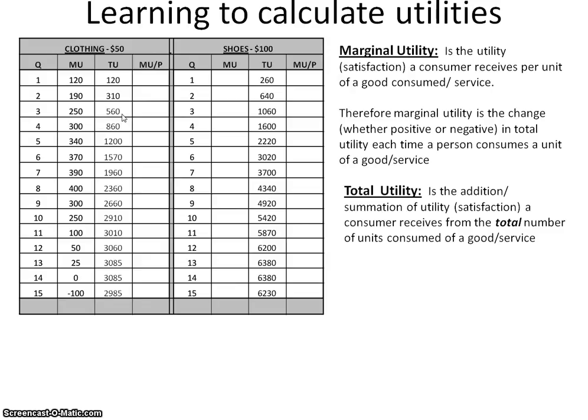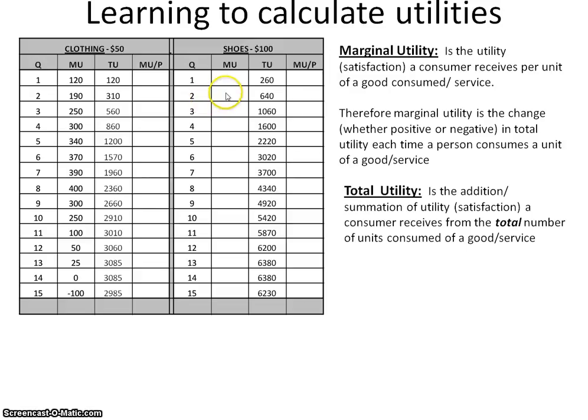But remember, we calculated the total utility up to the second unit so far. So all you need to do is add 310 plus 250, which gives you 560. So the total utility for the fourth unit is going to be 560 plus 300, which gives you 860. And that's how we go along. We move along and that's how we get our values for total utility. As I said, we're going to leave out this column for the time being.